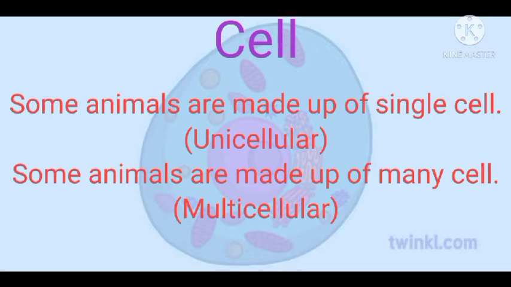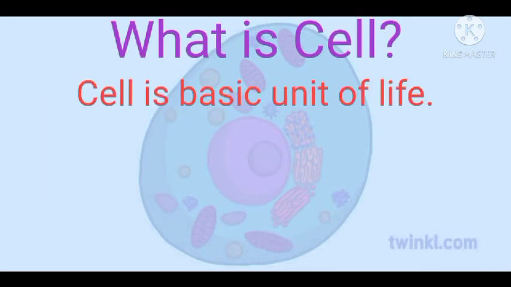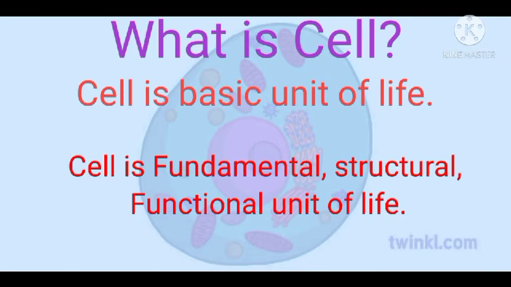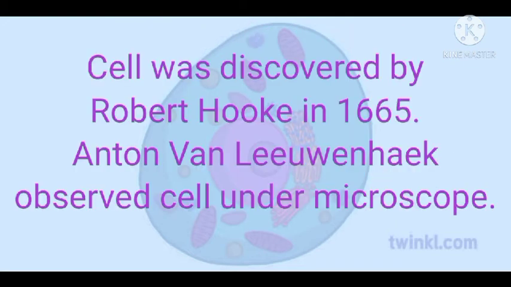Now what is a cell? A cell is actually the basic unit of life, meaning life starts with a single cell. A cell is a fundamental structural and functional unit of life, meaning without cells life is impossible. All functions in living things are performed by the cell: producing energy, respiration, excretion, reproduction, movement. That's why it is the fundamental functional unit of life.